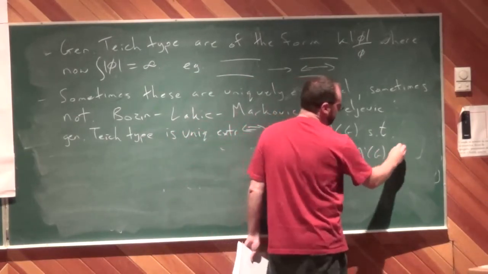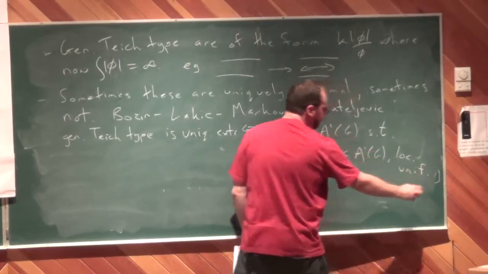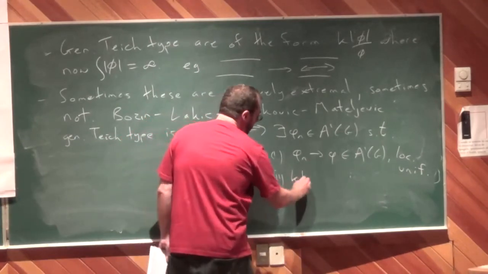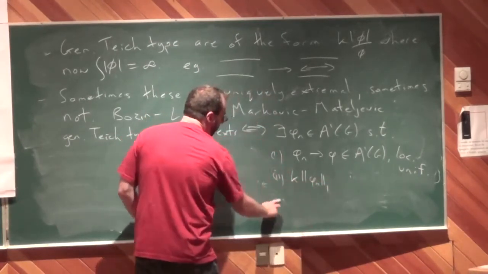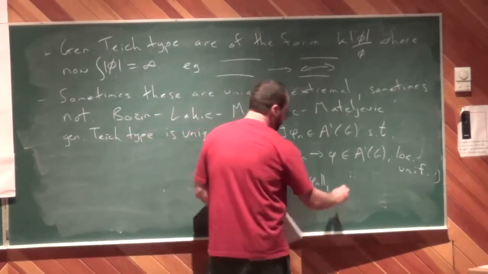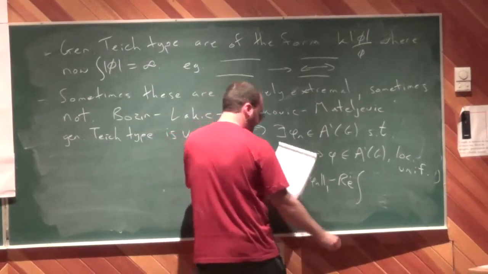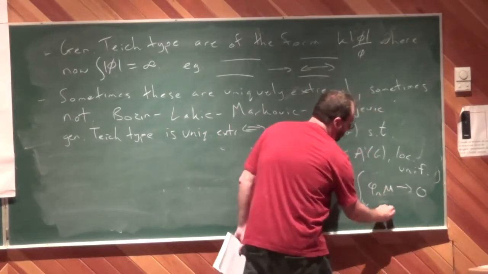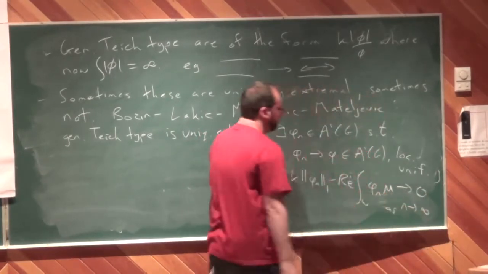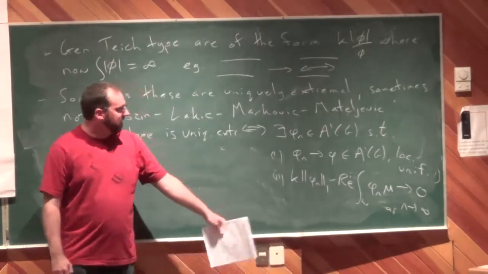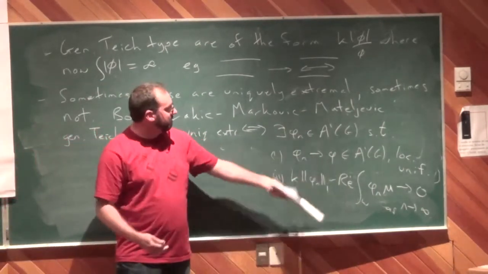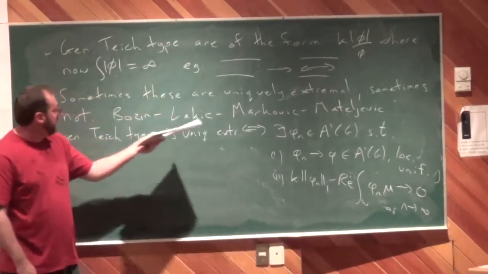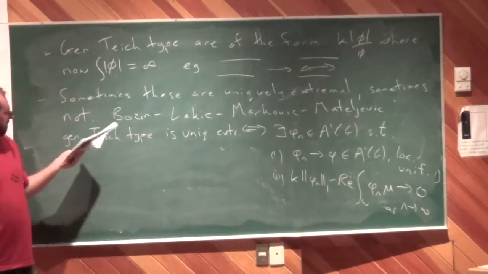locally uniformly on compact subsets, and two, k times the one norm of phi n minus the real part of the integral of mu phi n goes to 0 as n tends to infinity. So these sequences here are called Hamilton sequences. There's a lot more you can say about them in relation to extremal maps. But if you can find a Hamilton sequence like this, then you get a uniquely extremal generalized Teichmüller type mapping.